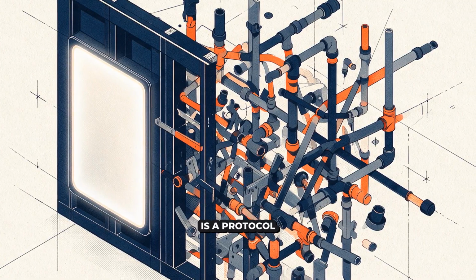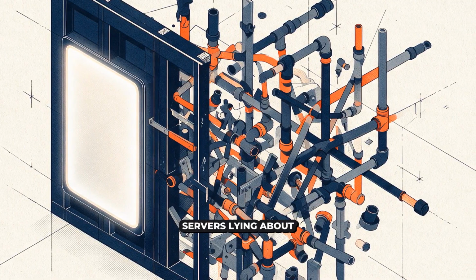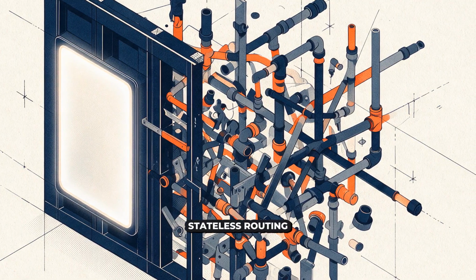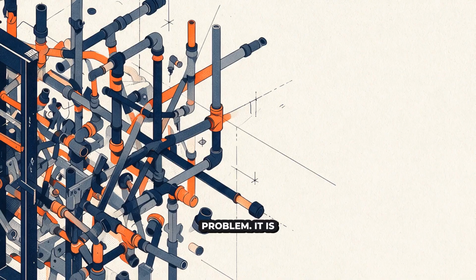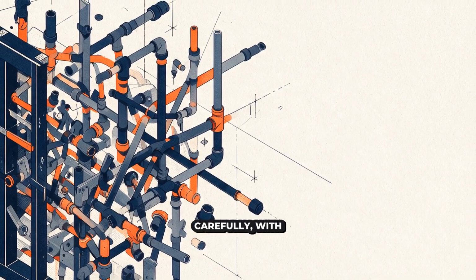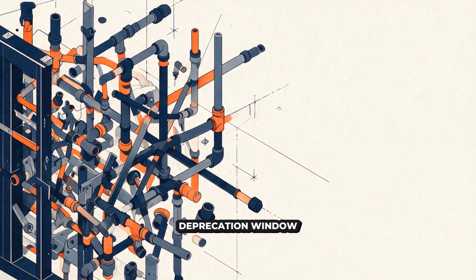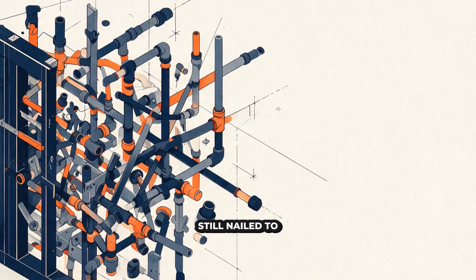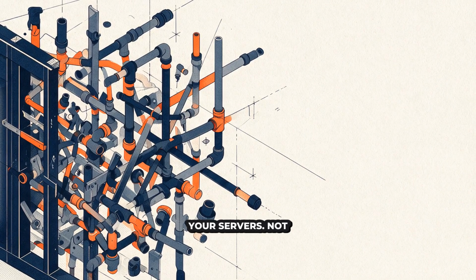None of that is a protocol failure. It is servers lying about their own interface. Stateless routing is a real problem. It is not that one. The Spec authors fixed the plumbing, carefully, with a 12-month deprecation window. The furniture is still nailed to the ceiling. Check your servers, not the Spec.